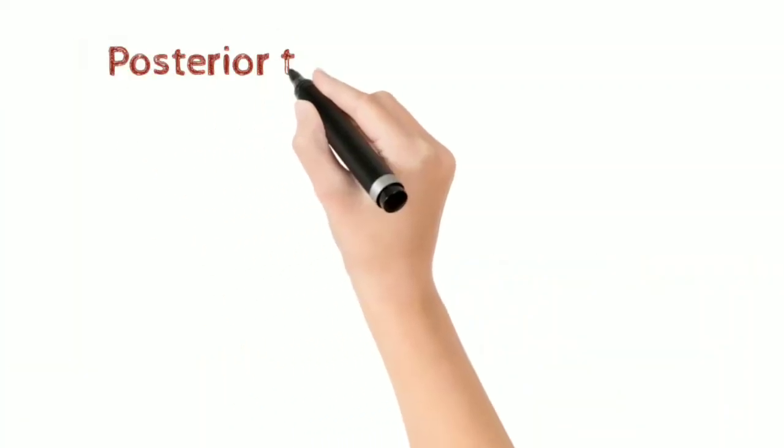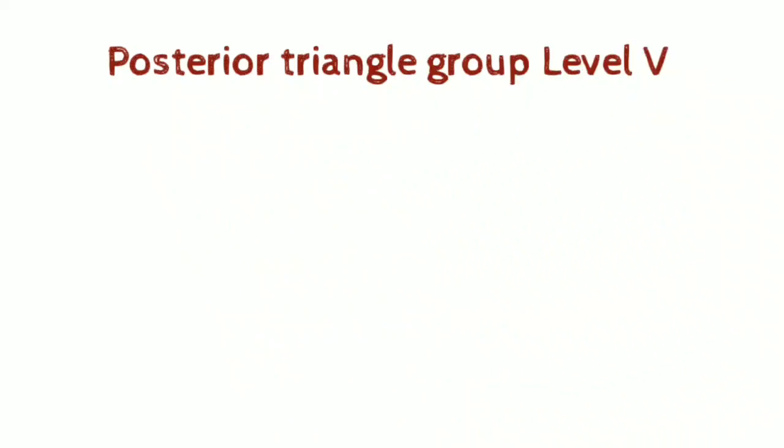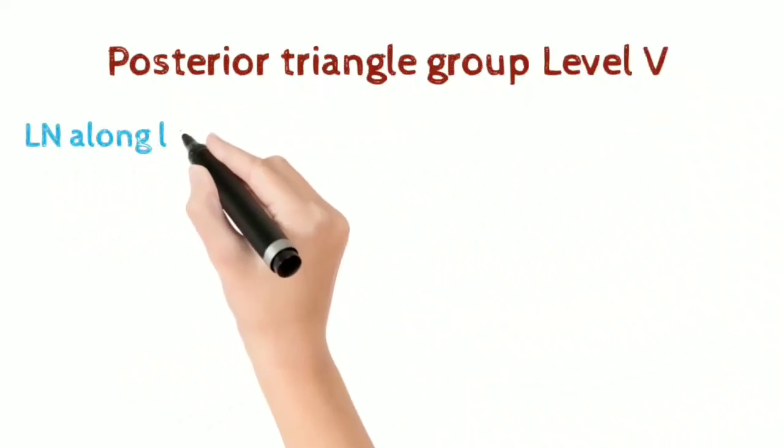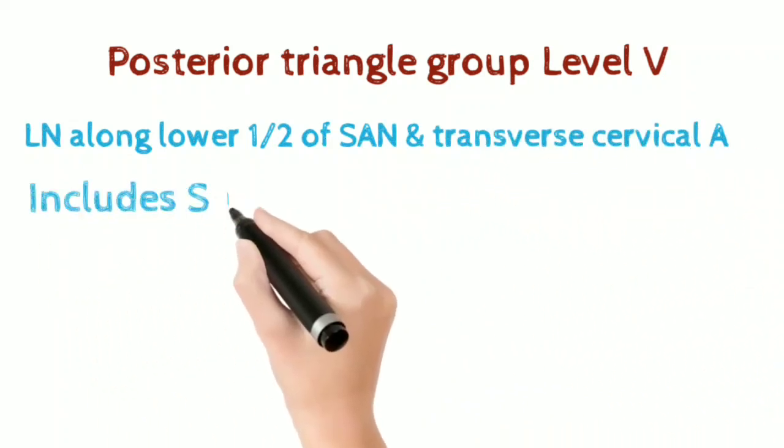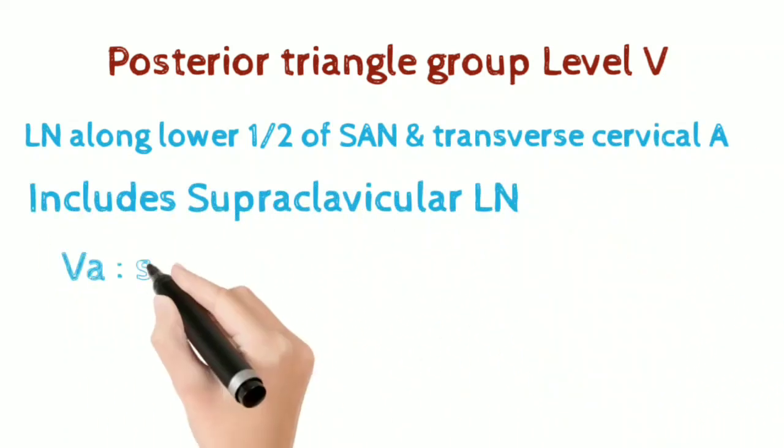Next is level 5, that is the posterior triangle group. It is subdivided into 5A and 5B. These are the lymph nodes along the lower half of the spinal accessory nerve and transverse cervical artery. The supraclavicular lymph nodes are also included in this level.